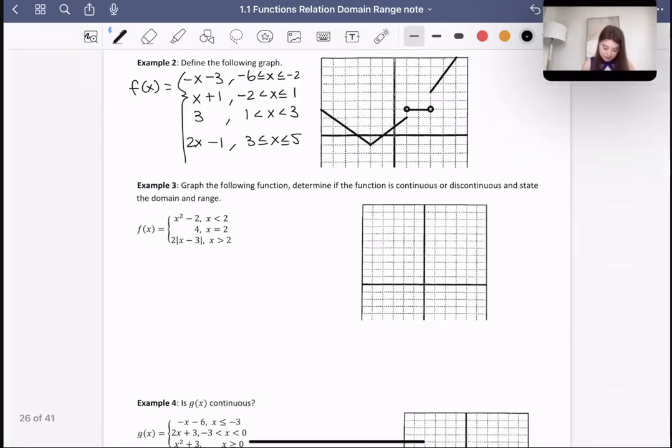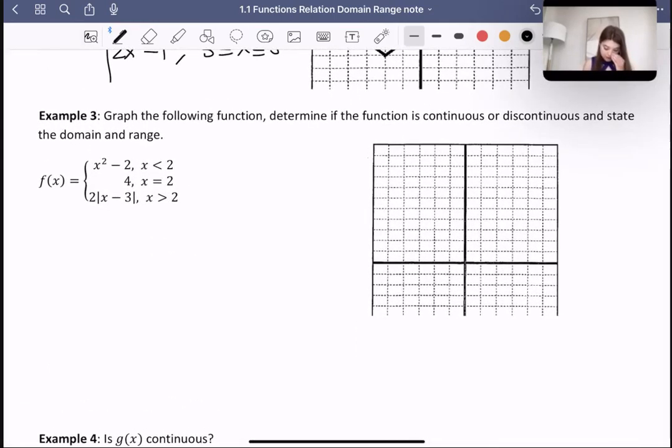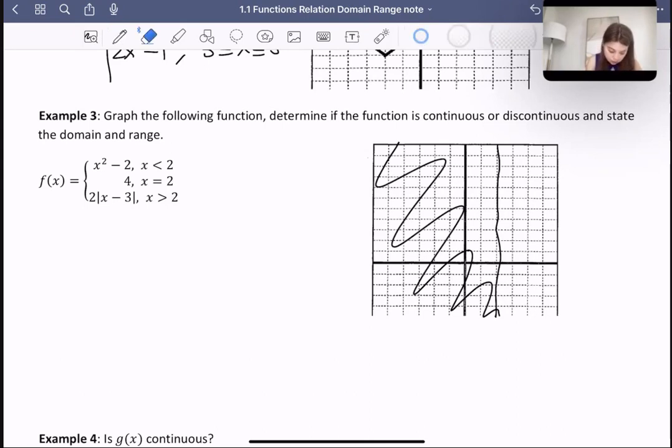Okay, so now let's do this one. This one says graph the following function, determine if the function is continuous or discontinuous, and state the domain and range. Okay, so let's draw each part individually. So this first part says that the function should look like x squared minus 2 when x is less than 2. So when x is less than 2, which is, let's say this is x equals 2, it's all of this area, this whole big area, we're going to draw x squared minus 2.